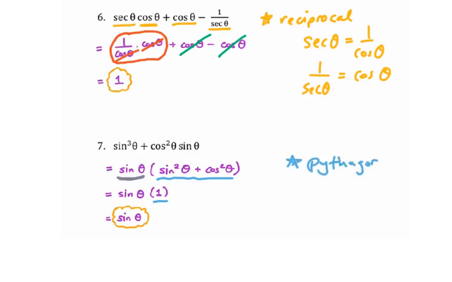And that's the classic Pythagorean identity. There are 3 different forms, but the sine squared plus cosine squared equaling 1 is probably the most popular. So we went ahead and replaced sine squared plus cosine squared with 1. And then sine of theta times 1 is just sine of theta. So problem 6 and 7 really allowed us to utilize our knowledge of identities with just the goal of rewriting. And that will help us when we actually get to verifying.